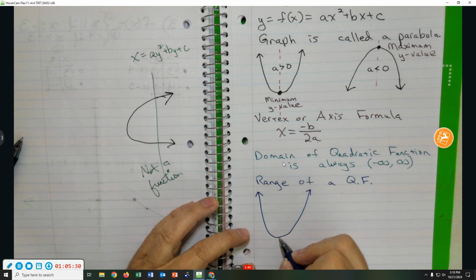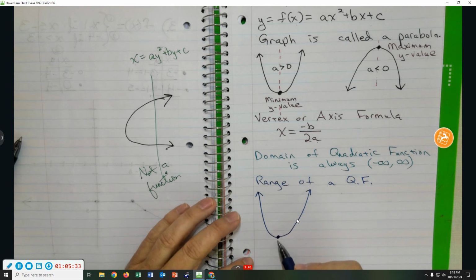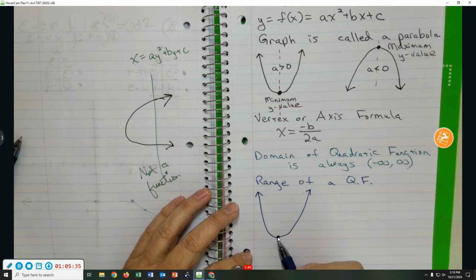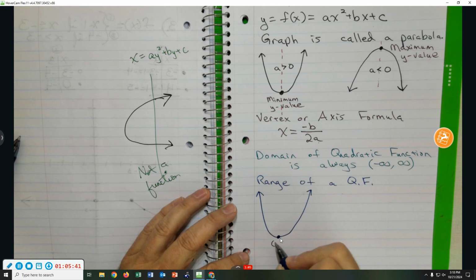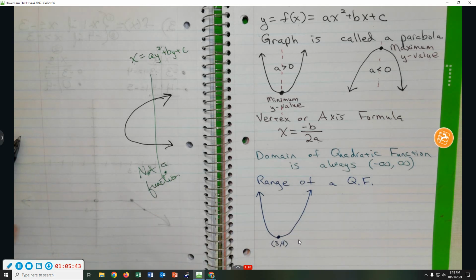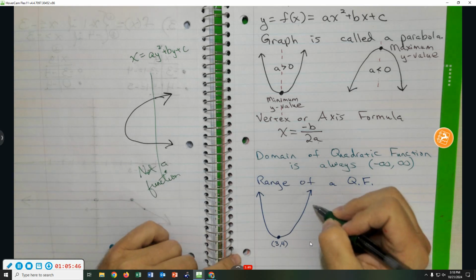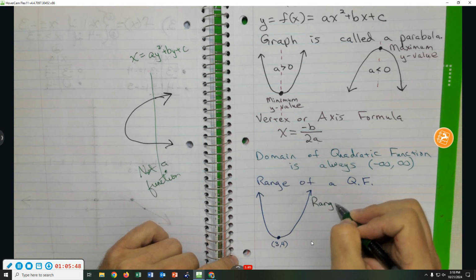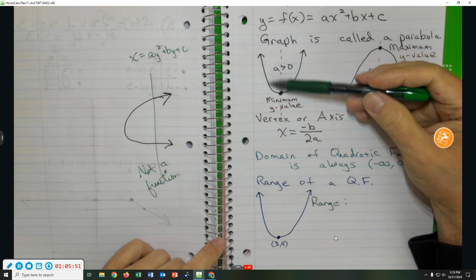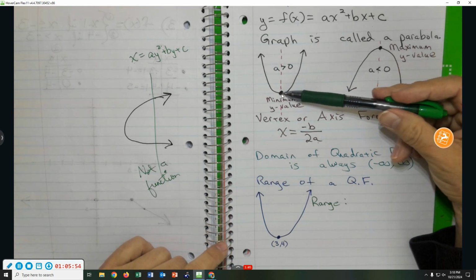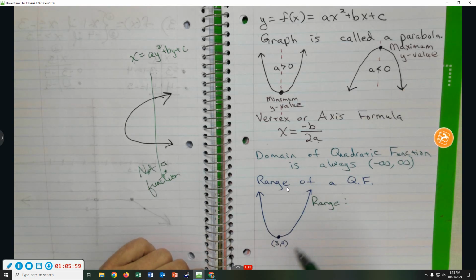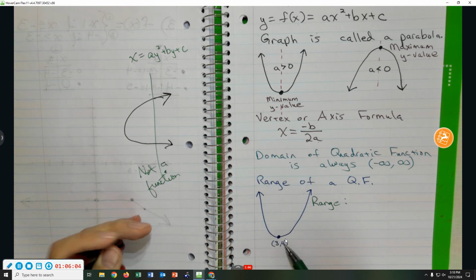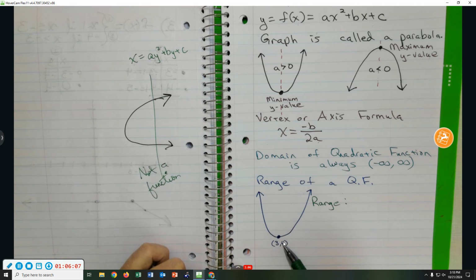Okay, let's suppose this is the point, this thing right here. We found the vertex. We used our vertex formula. We found that the vertex is located at (3, 4). What is the range? We said if the parabola is opening upward, at the vertex you're going to have a minimum y value. What's the smallest y value on this graph? 4 is the smallest y value on this graph.